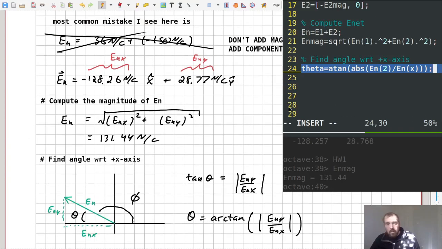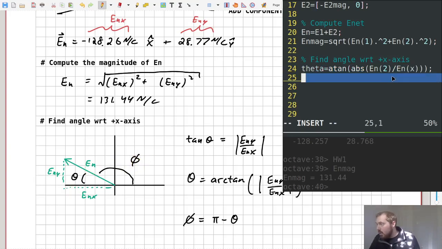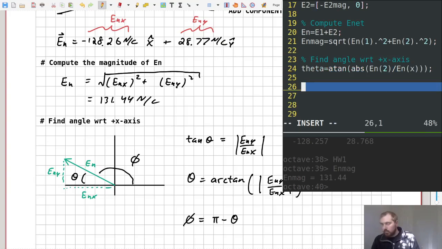Here it is. What we're looking for, remember, is this phi. So we have one more additional step. Doing things in radians, our phi angle is going to be pi minus theta, because here's pi radians. Subtract out our theta, and we'll get the phi angle that we are looking for. So let's put that up here. Our phi is going to be pi minus theta.